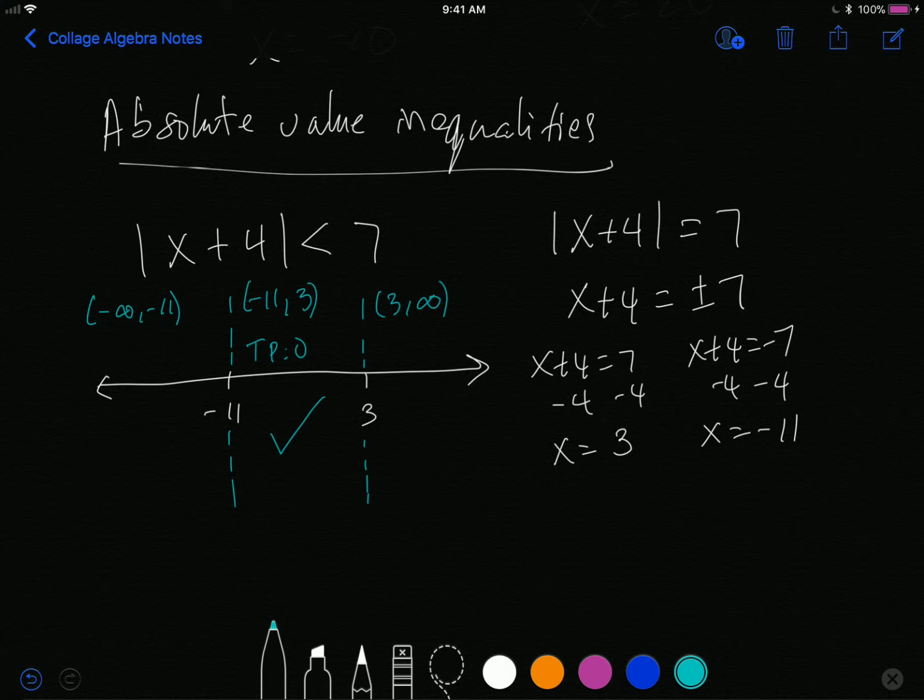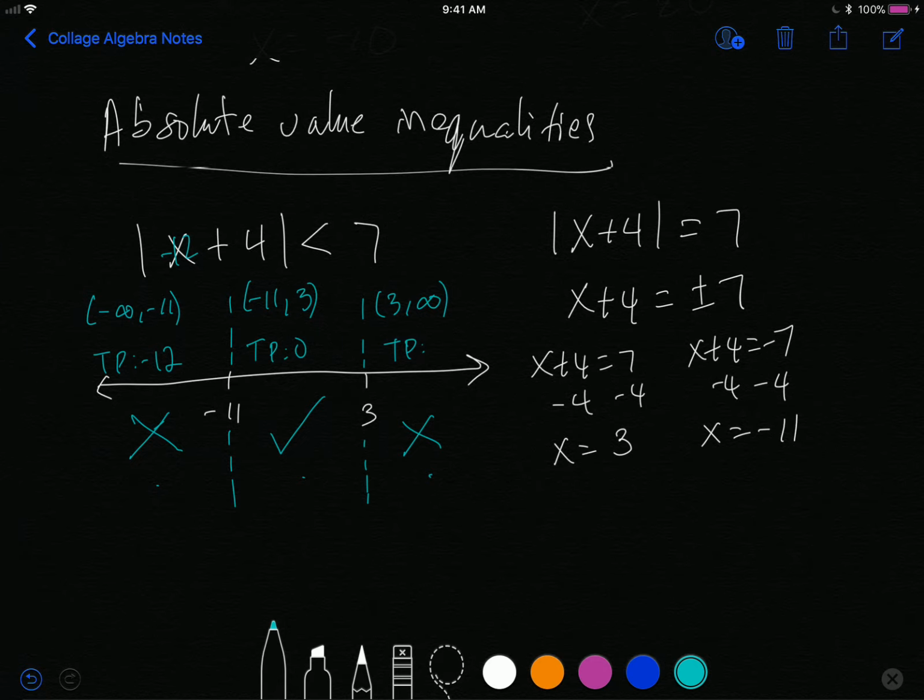I can try it in the region over. A number between negative infinity and negative 11, say 12, negative 12. Well, 12 is definitely not in there. Negative 12, on the other hand, is inside. If I plug negative 12 in here, I get negative 8. The absolute value of negative 8 is 8. And 8 is clearly not less than 7, so this does not work. Over here, I could take a test point that's greater than 3, say 4. But again, this one will not work out. In fact, these will always alternate. Doesn't work, works, doesn't work, or vice versa.